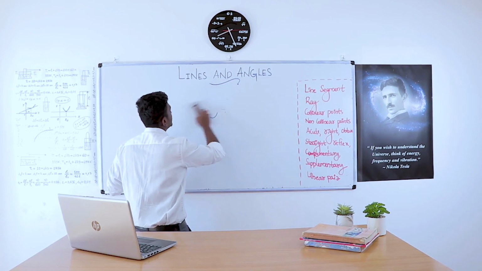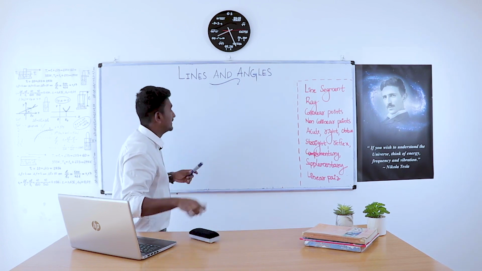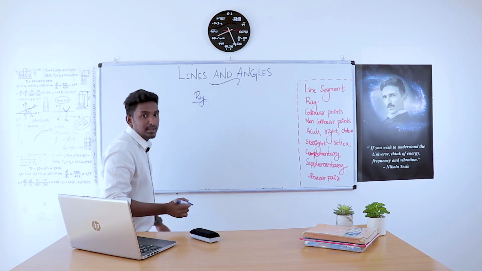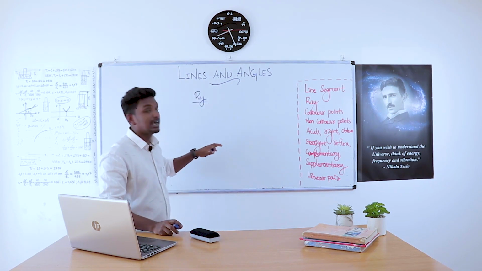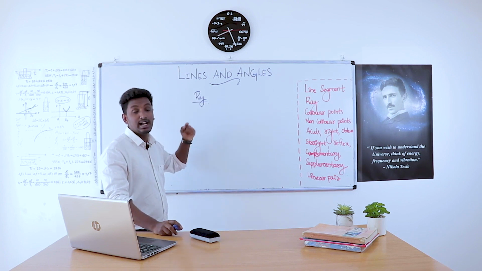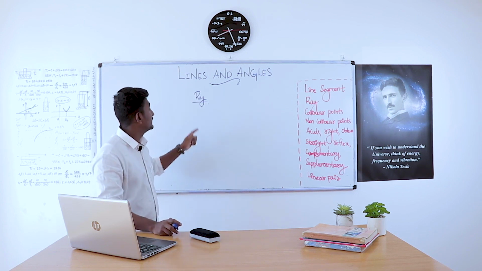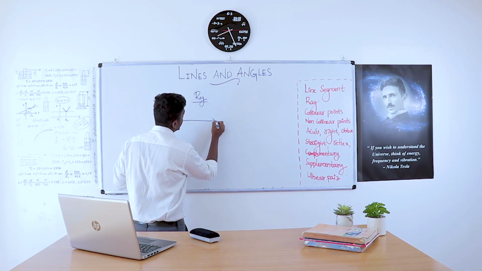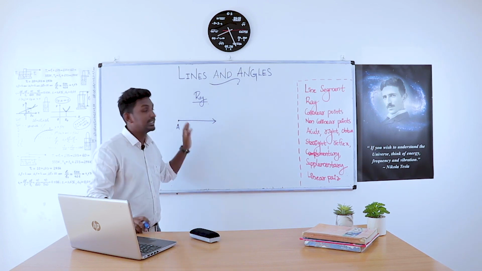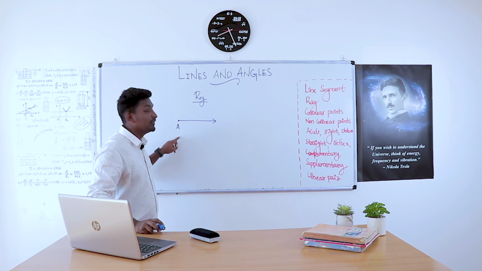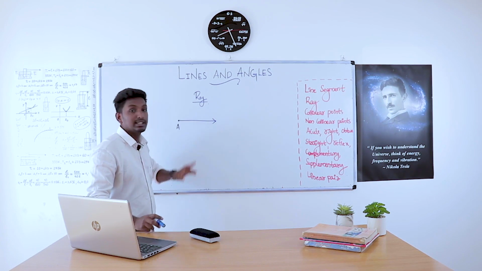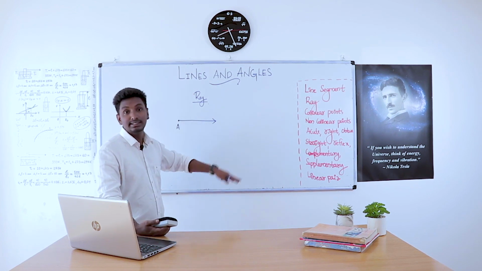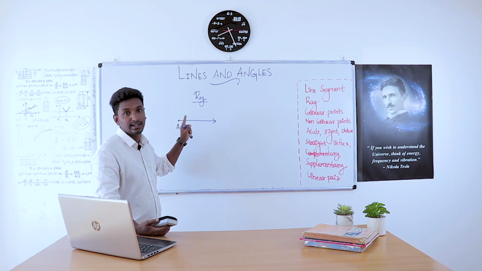The second term we have to define is a ray. What is a ray? A ray means a line having only one endpoint, and the other end extends up to infinity. If a line has only one endpoint, which is A, and the other end is of infinite length, then it can be called a ray. That means a line having only one endpoint and the other end extending up to infinity is called a ray.